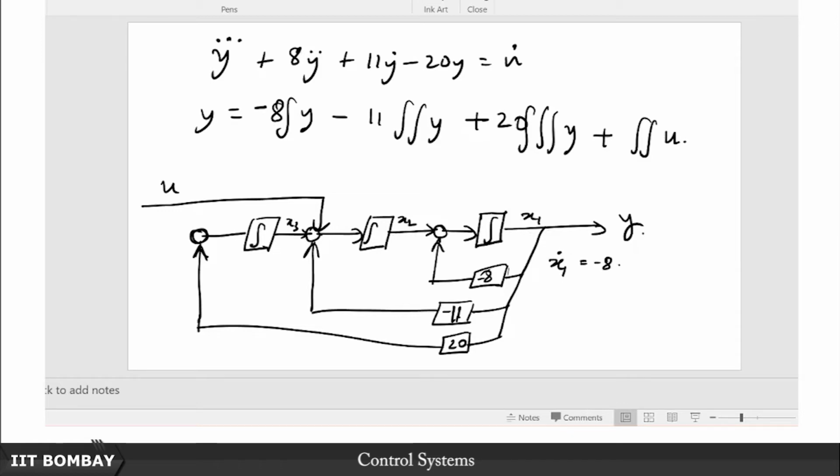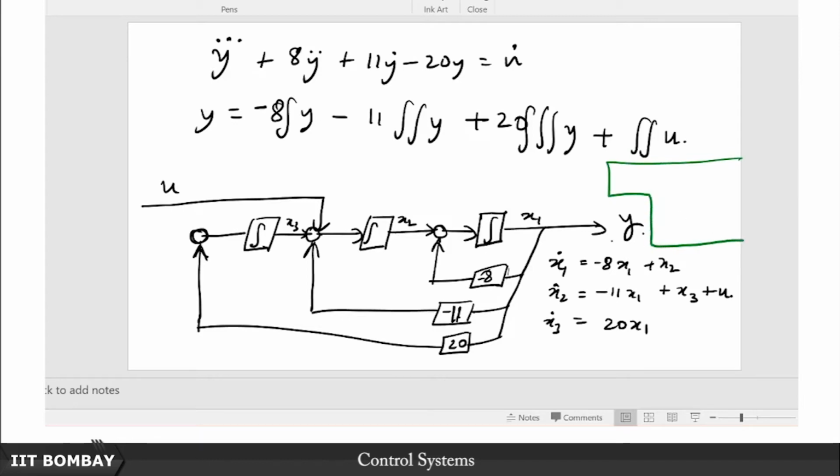x1 dot is equal to minus 8 x1 plus x2, x2 dot is equal to minus 11 x1 plus x3 plus u, and x3 dot is equal to just 20 times x1. So if I now write this in the canonical form, excuse me as I squeeze out a little bit of space from here, and of course y is equal to nothing but x1.